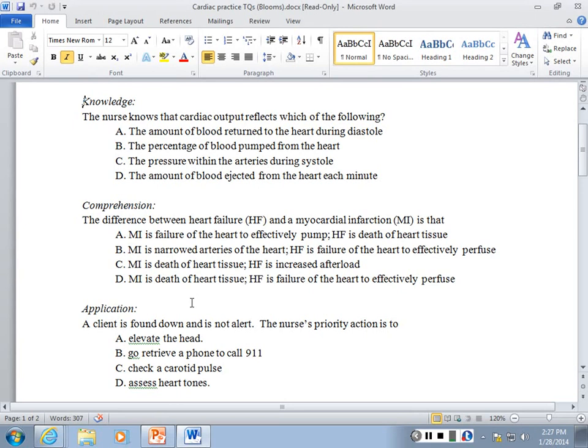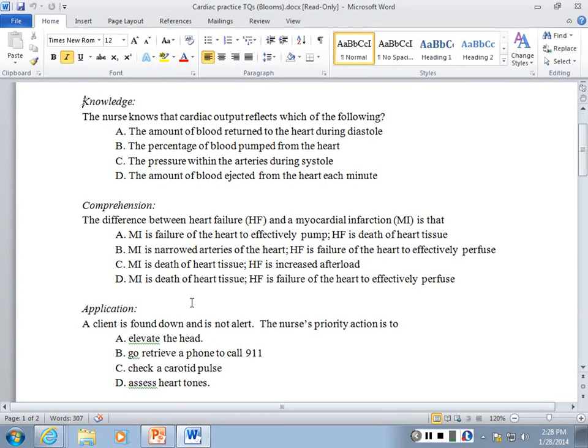This question might be tricky initially because it's wordy. There's a lot of words to read here. Anytime that you have a question that has a two-part answer, don't get tripped up, because both parts have to be right for that answer to be right, right? You don't get partial credit, right?